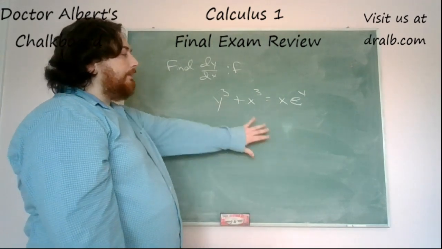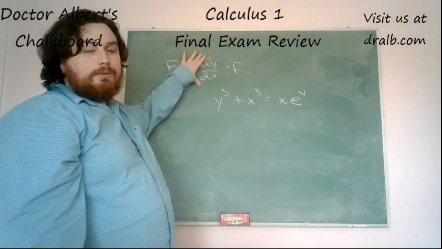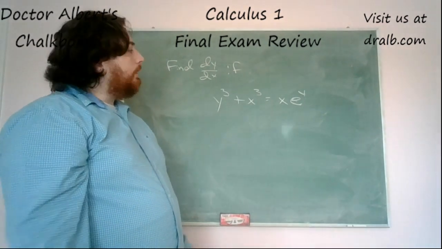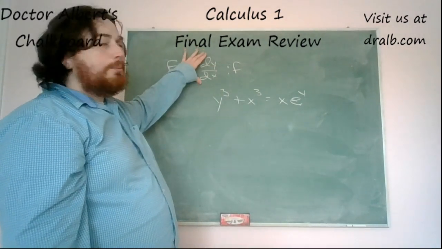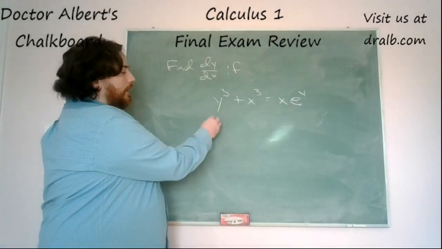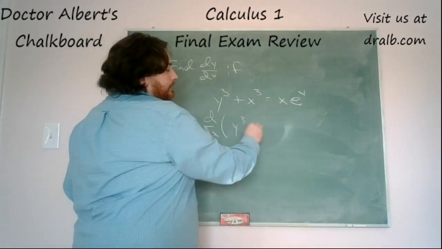And so when we have things like this, what we decided that we're going to do is just take the derivative of both sides with respect to x and see what happens. What we hope is that a dy dx will pop out so that we can then find it. Therefore, I'm just going to take the derivative of both sides with respect to x.